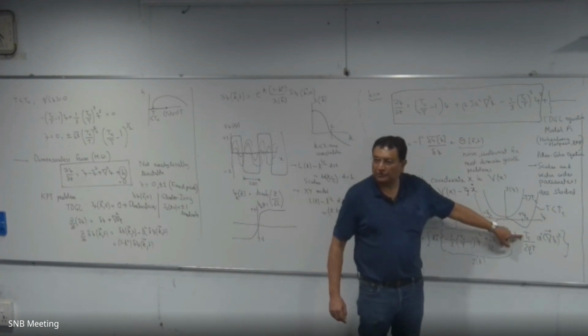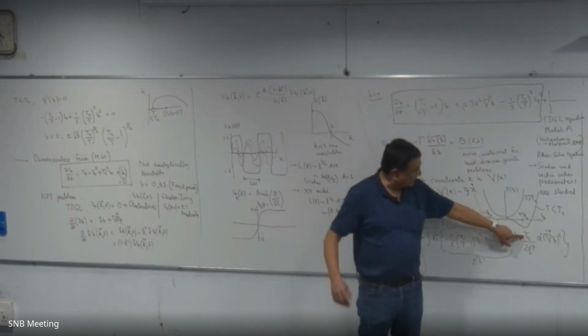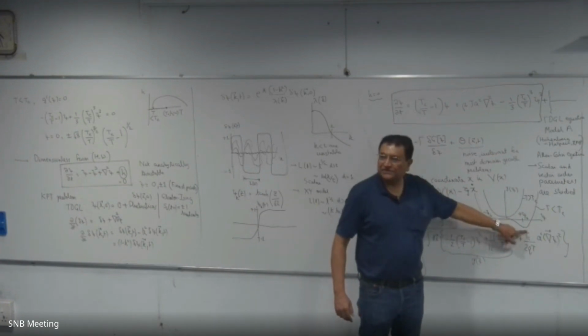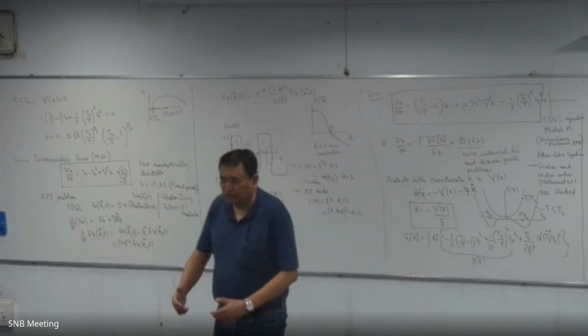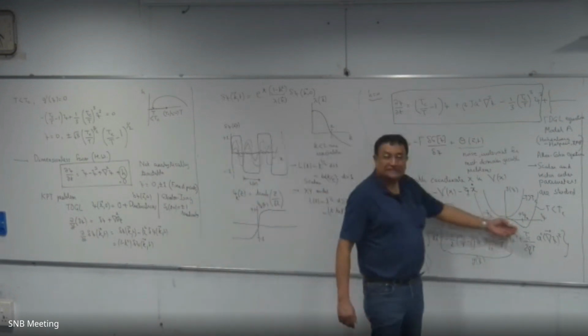That's the kink which I'm going to derive, also known as an instanton in field theory, or a soliton, or whatever. All sorts of names. And then the system domain grows by eliminating these kinks.